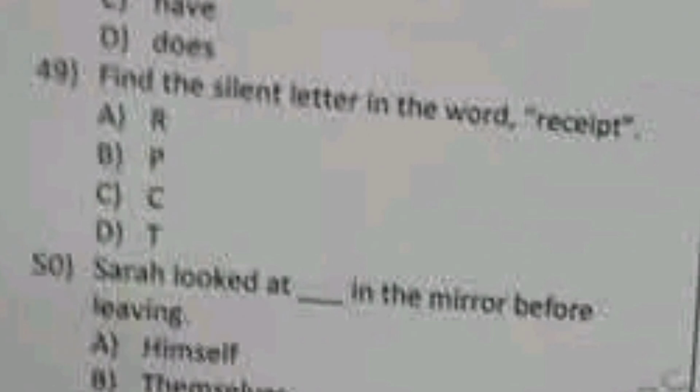49. Find the silent letter in the word receipt. Well, it is pronounced as receipt, so obviously option B, P. The letter P is silent in receipt. 50. Sarah looked at blank in the mirror before leaving, and that is option C, herself.